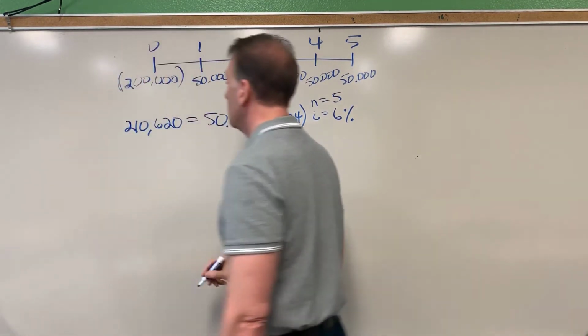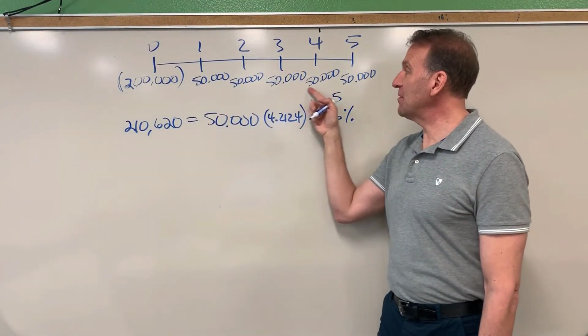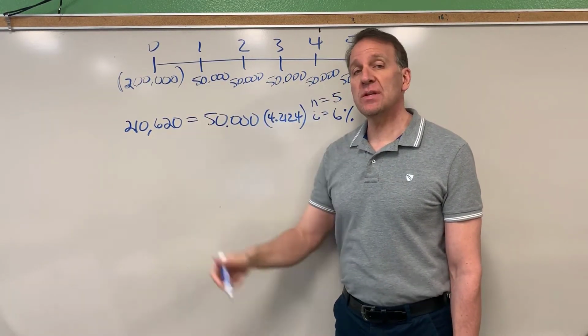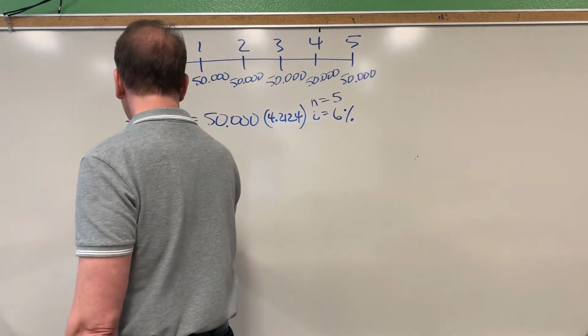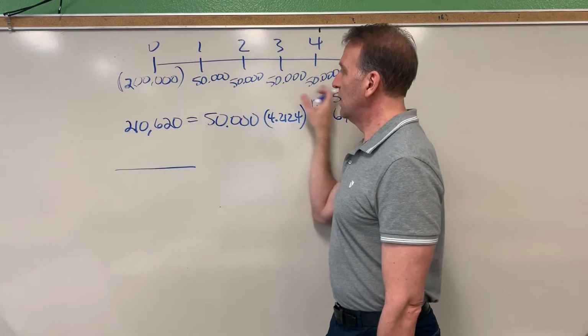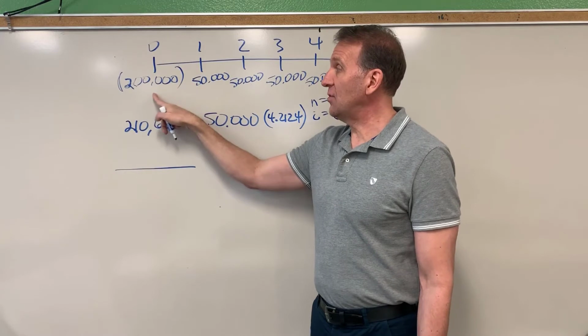$210,620. So that's what this stream of cash flows would be worth today, $210,620. Now I'm going to put a line underneath here, and this is the present value of this cash flow. The present value of this cash flow is already $200,000. That's already at year zero.